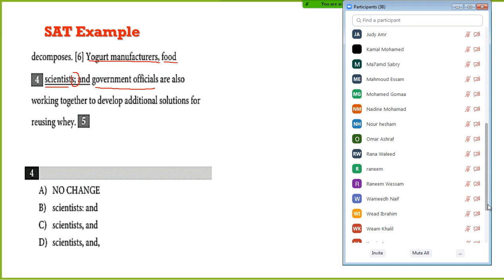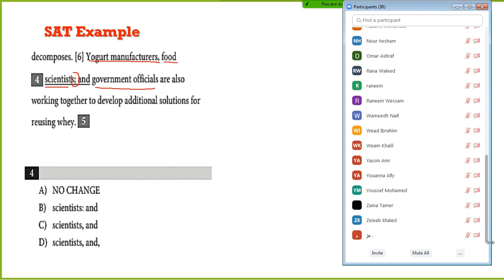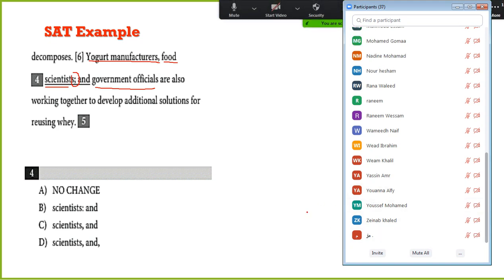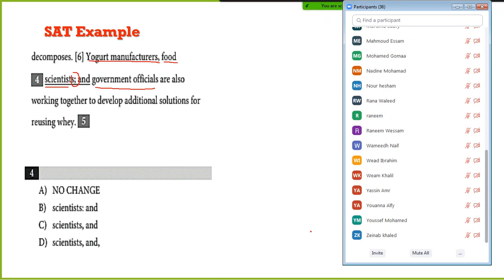Isn't it a semicolon? Okay, no, thank you, Hassan. Of course, wrong answer. I'm not happy with that, by the way. Mu'min, can you answer? C. Why C? Because there is one of the fanboys, and you need to put a comma before a fanboy.